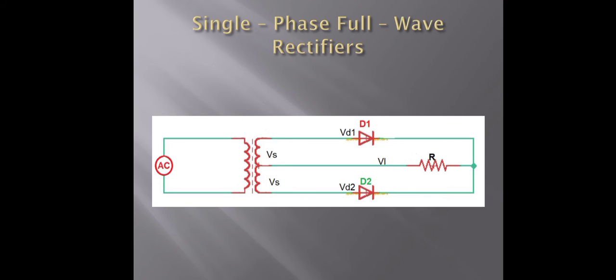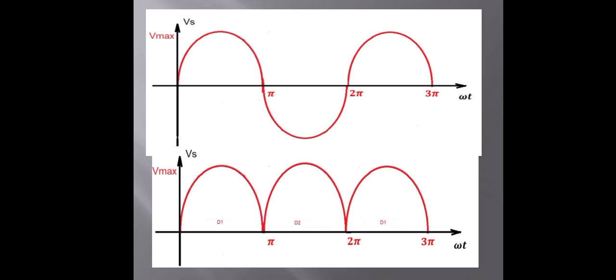When the input signal is applied and D1 is positive, then D1 conducts, that is D1 is forward biased for pi radians. In the next half cycle, D2 is positive, then D2 conducts, or is forward biased, for the other pi radians. Pi radians means 180 degrees, so each half cycle is 180 degrees. This is the diagram.